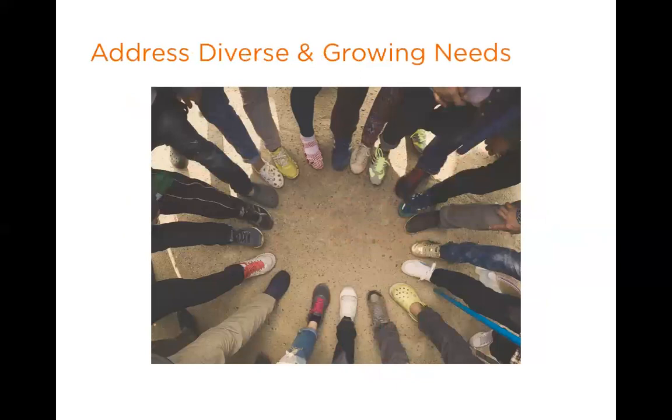Finally, we need to address diverse and growing needs. And one of the biggest challenges when it comes to relationships is that we're all different. We all have different opinions and we all perceive the world in different ways. And so it's a stumbling block that we come across when we try to build relationships, because it's a lot easier to be friendly with someone who thinks the same way we do. We feel more comfortable when we feel like people get us and can see our point of view.